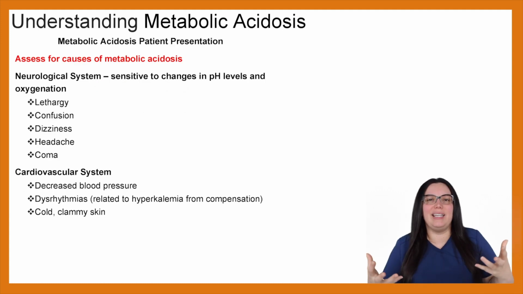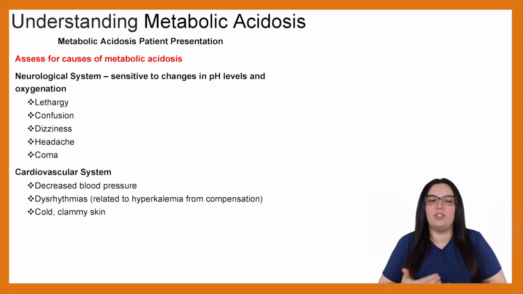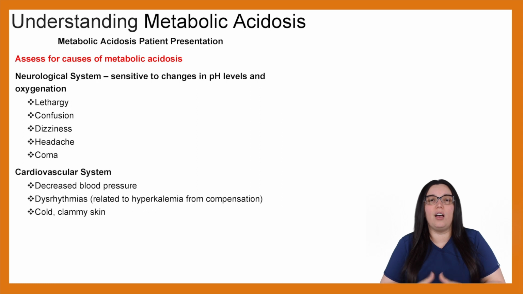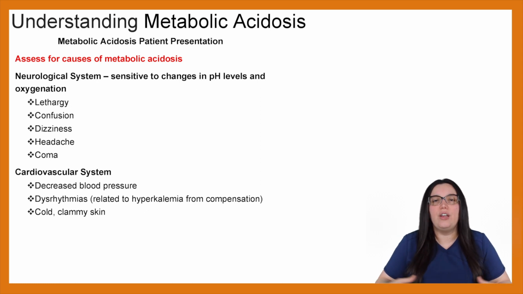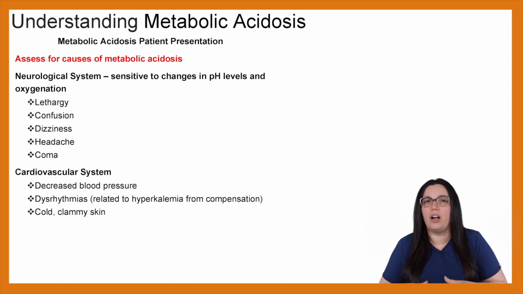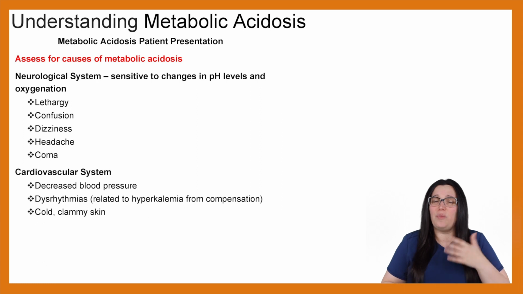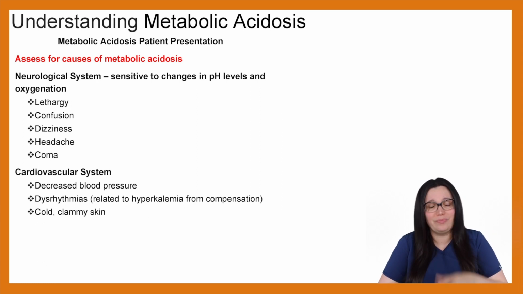So what are we going to see? What is going to be the patient presentation of our metabolic acidosis patients? Well, we really need to assess for the cause of our metabolic acidosis when we're taking care of these patients. Neurologically, we know that the brain is very sensitive to changes in pH as well as oxygenation. So you can see lethargy, confusion, dizziness, headache, even potentially coma, depending on how bad that acidosis is.